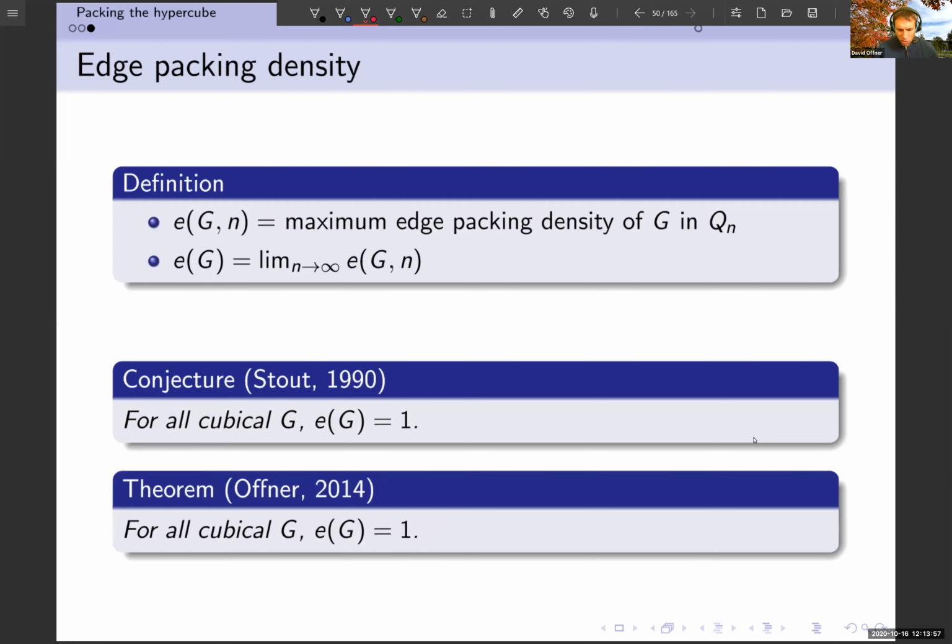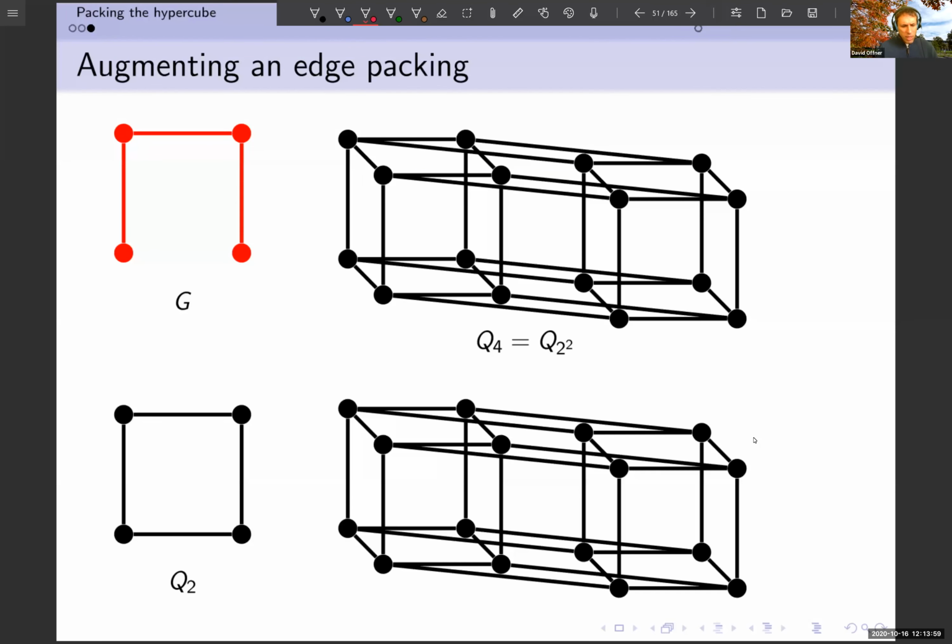It's just a little trickier, but it's the same idea where we start with any given packing, and then as n gets larger, we augment it. But we have to be a little more careful, as the induction is a bit different. So let me just give you an example that shows what we're doing. Here's a path of length 3 that we'll use for G.